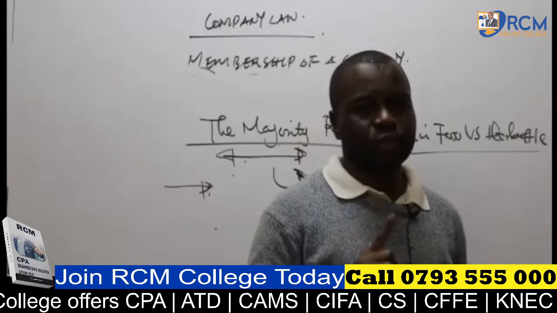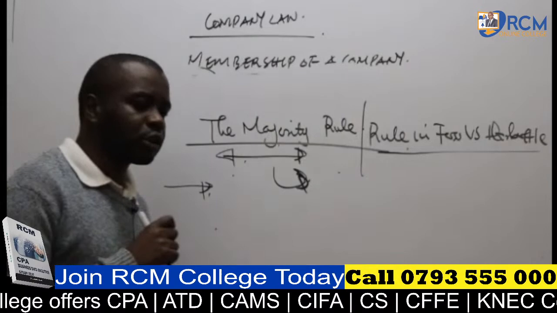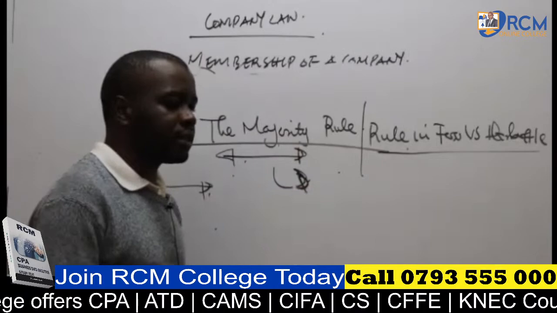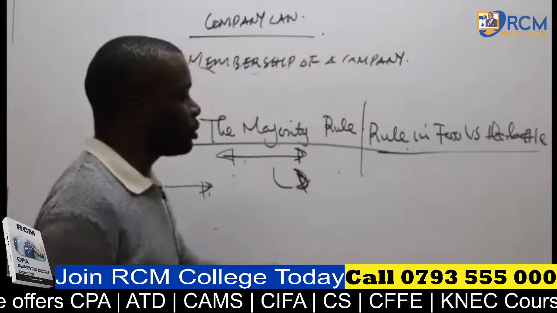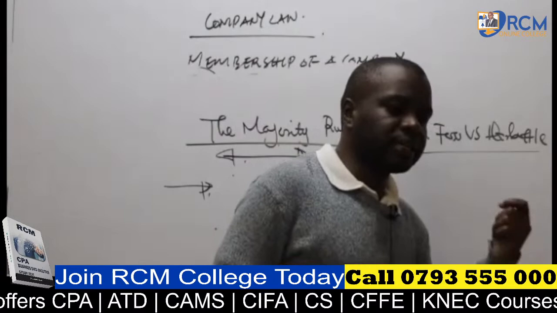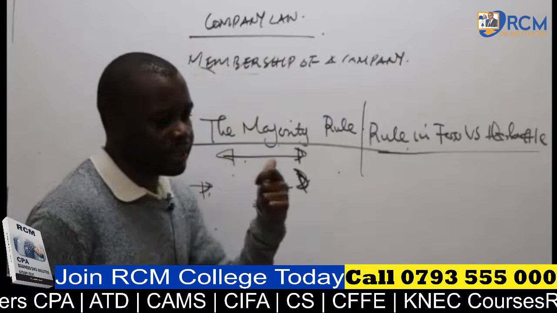That is also the advantage of the majority rule, or the rule in Foss versus Harbottle. The majority will have their way, but of course the minority will have their say. Once the majority have approved, the company can undertake the action by simply going to the court.